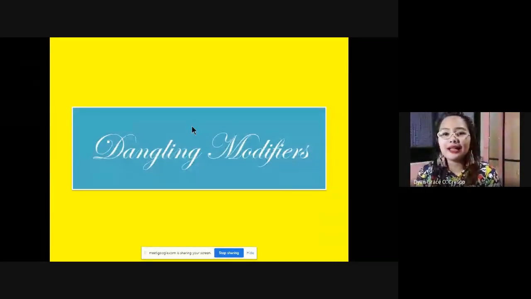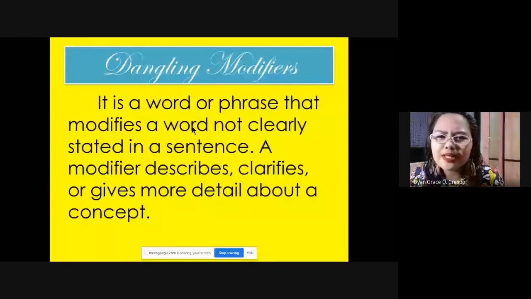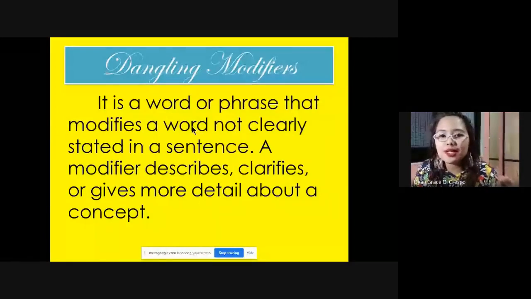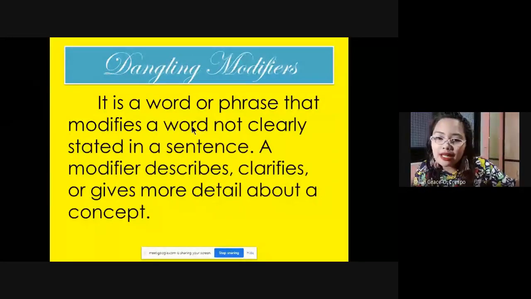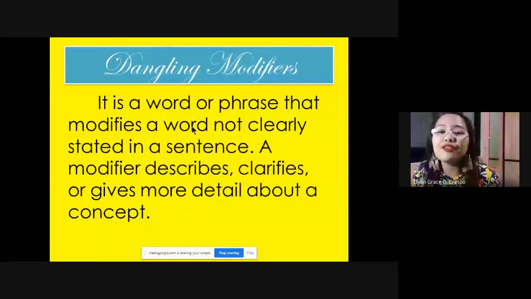What is a dangling modifier? It is a word or phrase that modifies a word not clearly stated in the sentence. A modifier kasi supposedly describes, clarifies, or gives more detail about the concept. So kanina, when we're having an activity, we don't know which among the following is being described or clarified. So nagiging magulo siya. That's why we have the dangling modifiers. So we should remove those things and put it into place.